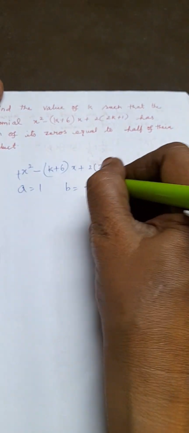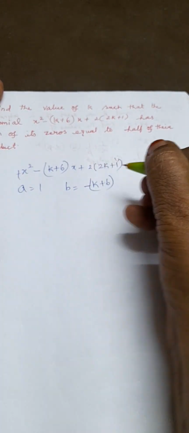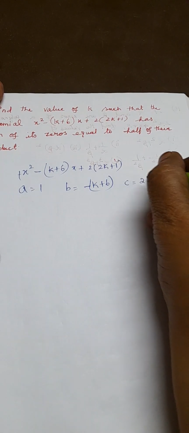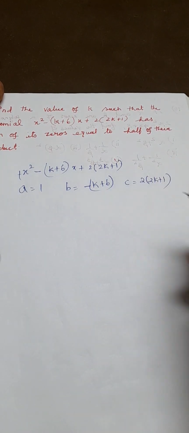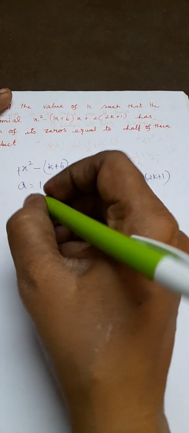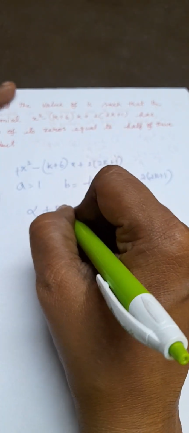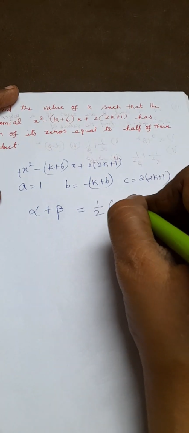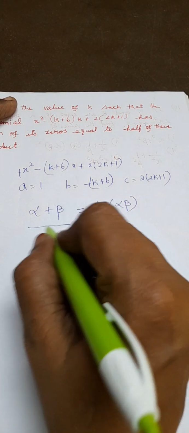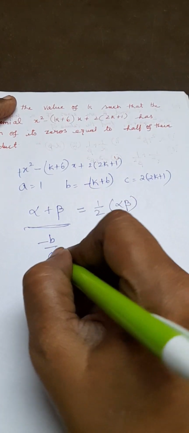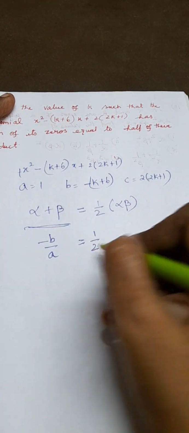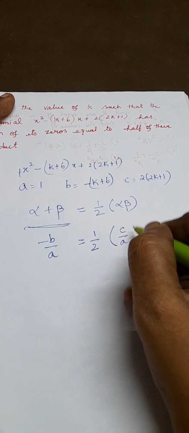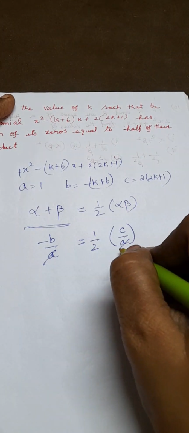Here a is 1, right? B is minus of (k plus 6). C is 2 into (2k plus 1), right? Okay, these are all the values. Now what have they given? Sum of its zeros is equal to half of their product, right? Okay, what is the sum of the zeros? Minus b by a equal to half into alpha beta, which is c by a, product of zeros, right? We can cancel a, right?